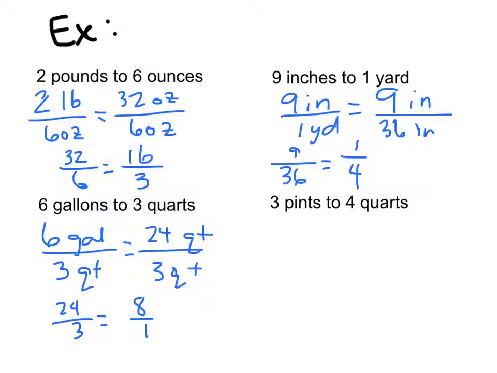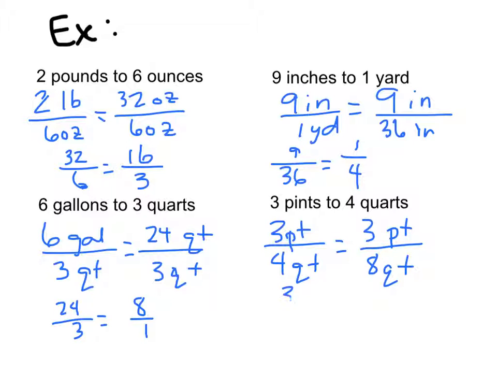Now this one, it's important that we don't just write it as 8. Keep it as 8 to 1. In a ratio, you always want to have both numbers. And then I have 3 pints to 4 quarts, and there are 2 pints in each of those quarts, so 3 pints to 8 pints. My ratio is 3 to 8, and it cannot be simplified, so that's my final ratio.